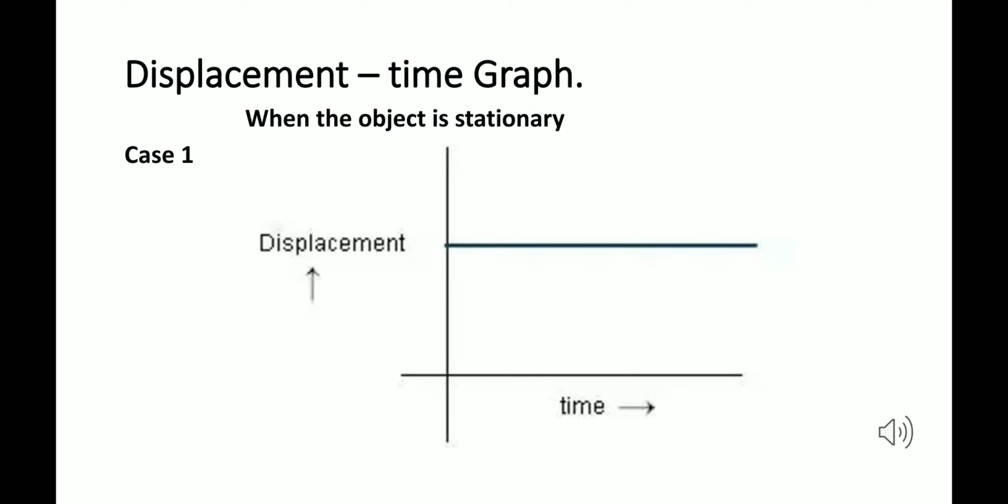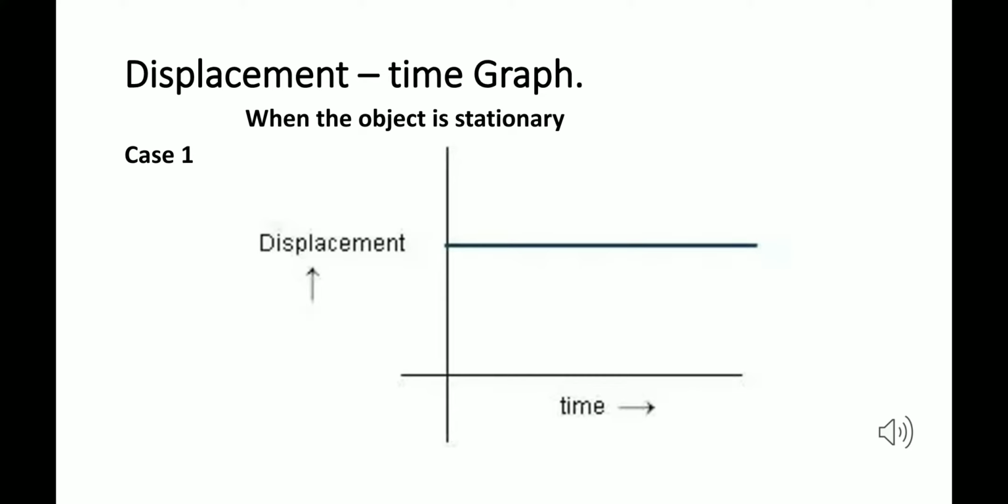So we begin with displacement time graph. In displacement time graph, case 1 is when the body is stationary. So the graph which we will get when the body is stationary is a straight line parallel to x-axis. The body is not moving, whereas the time is running forward. Therefore, we get a straight line parallel to time axis with the body stationed at a point.